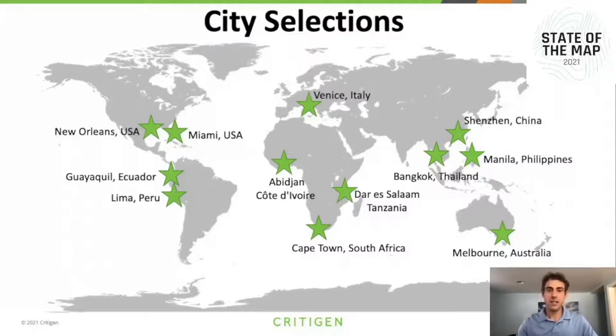Shenzhen, China is a major city that sits along the east bank of the Pearl River estuary and is home to nearly 15 million people. It sits along a major fault and is most at risk to flooding and landslide events.